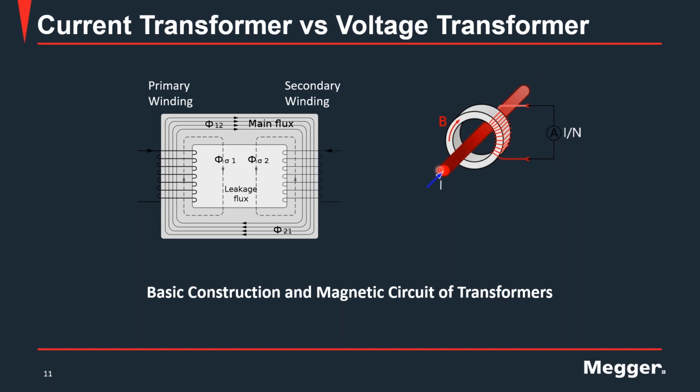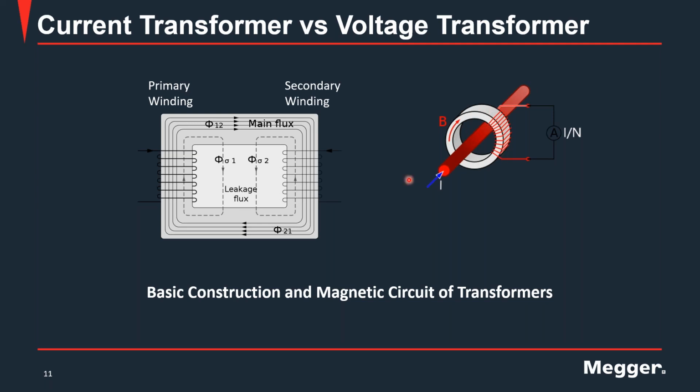You could have one type of CT where you have several turns on the primary, but the most typical one has only one wire or one turn going through the core. This will be your primary with only one turn and many turns on the secondary.